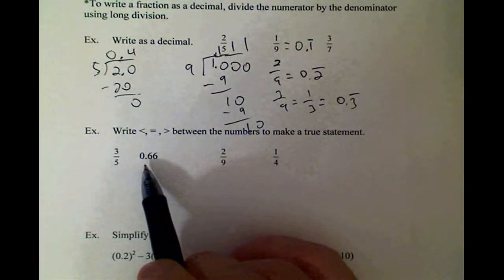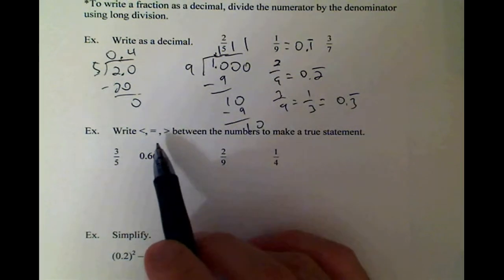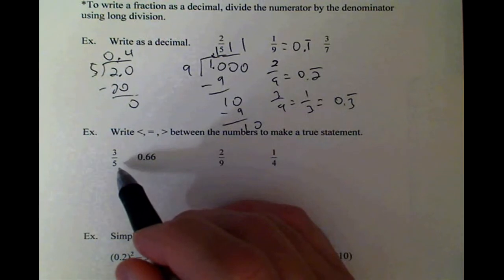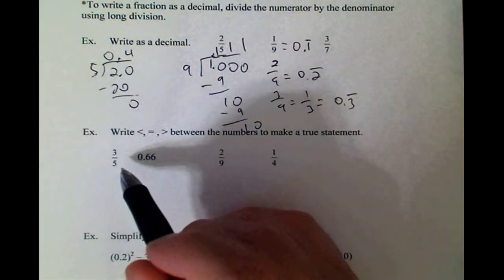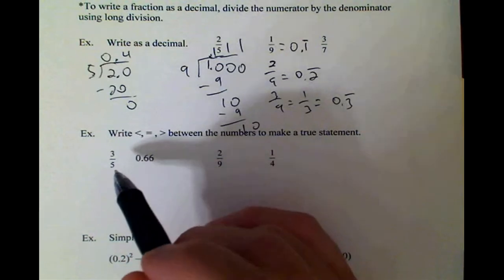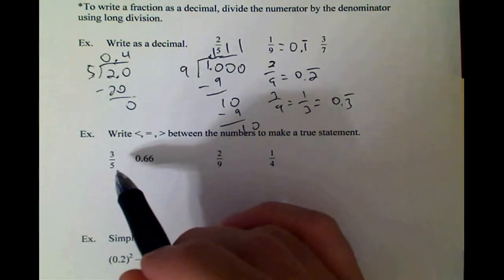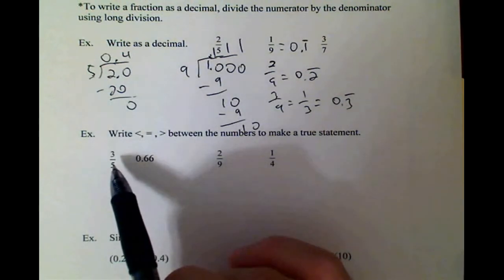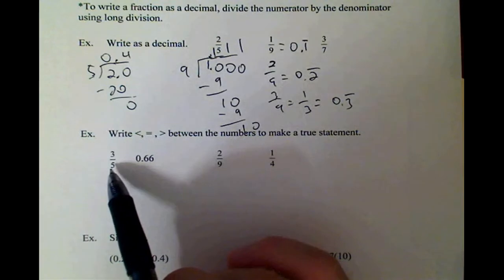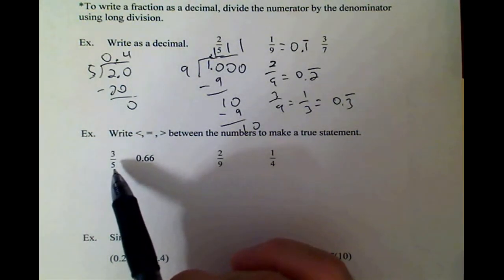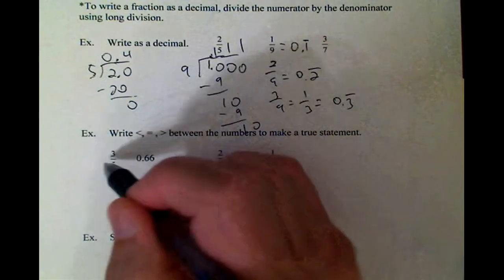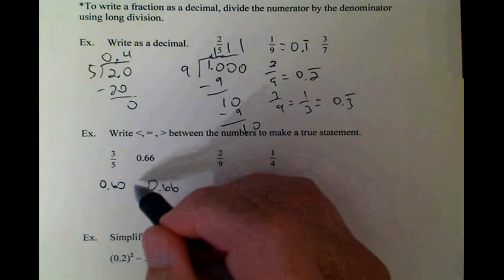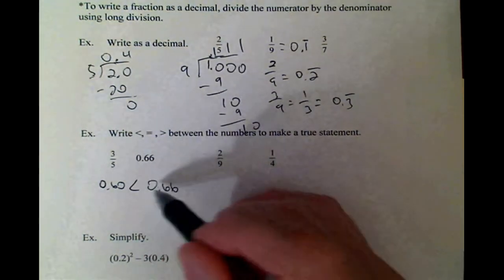3/5, 0.66 repeating. Which one is bigger? Well, what you might want to do is convert 3/5 to a decimal, which is what we're going to do. If you know anything about decimals and fractions and how they relate to 100, this can be a lot quicker. You can always do like we did up here, but if you think about it, 1/5 of a dollar is 20 cents. So 3/5 would be 60 cents. So 3/5 is the same as 0.60. And 0.60 is less than 0.66.